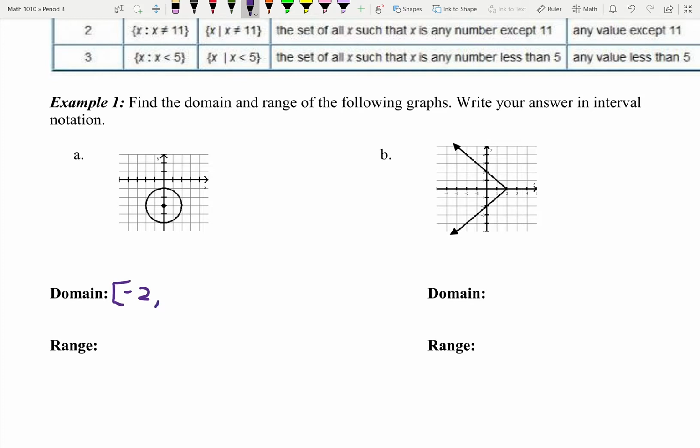Then put a comma. Now I want you to look right here. So here we are at a -2. I'm going from the left to the right. Does a -1 touch it? I want everybody to answer me yes or no.